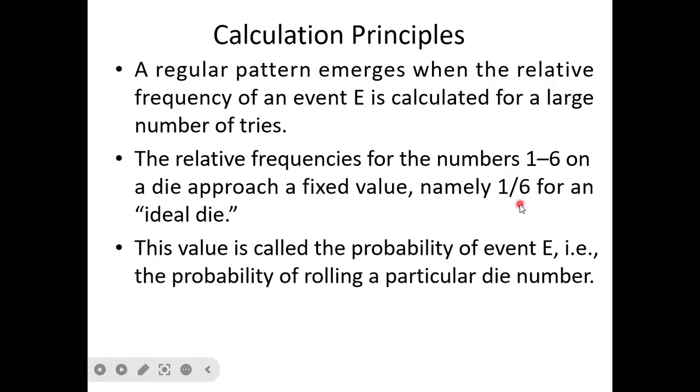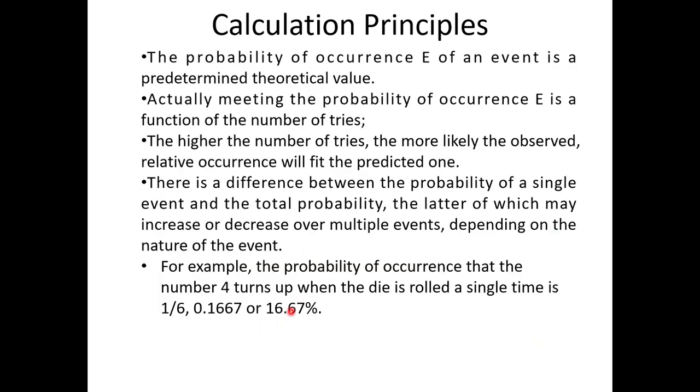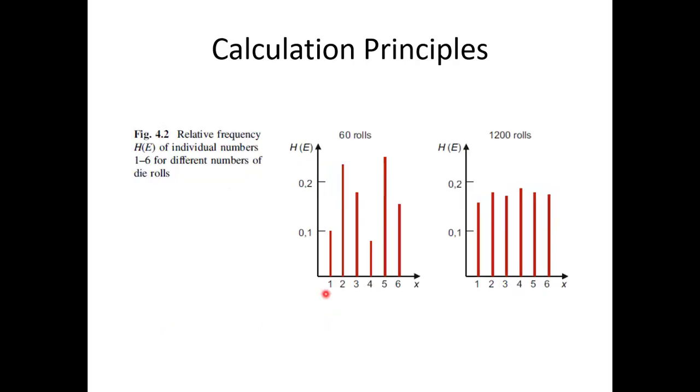You already know the event occurs. Suppose the event may occur or may not occur. That is represented by 0 and 1, 0 and 100%. So here we need to calculate the relative frequency to determine the probability P of E. For example, if I want a 4 to occur only one time, that is 1 by 6, that is 16.67% of the time. Maybe 4 will be obtained. That is the relative frequency H of E.